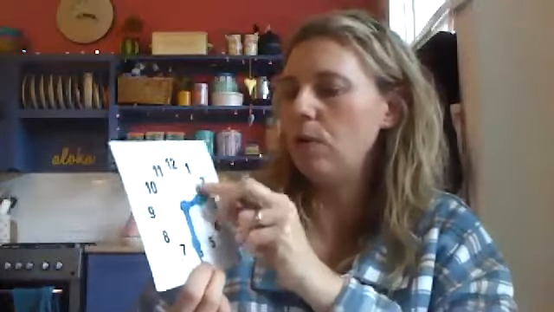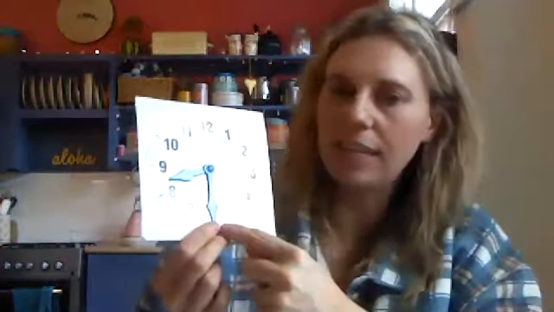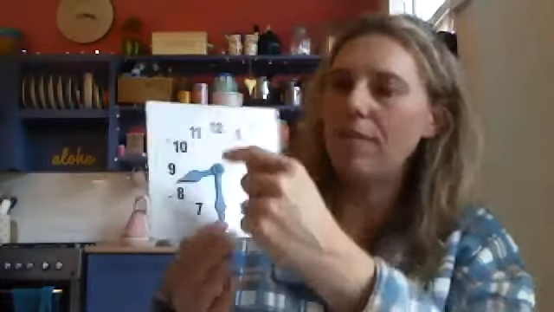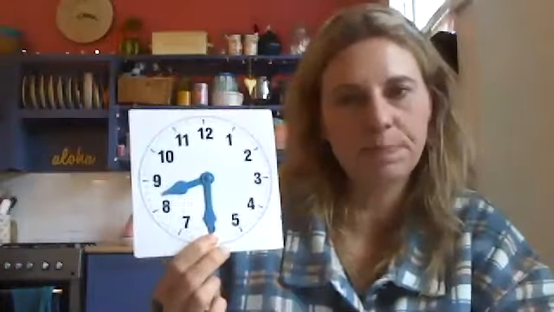We'll just do one more. If I put my little hand pointing there, let's see if we can work out that time. The big hand is on the 6 at the bottom, it's gone halfway around the clock, so it's half past 8, or 8:30. So that's how to tell the time for o'clock times and half past times.